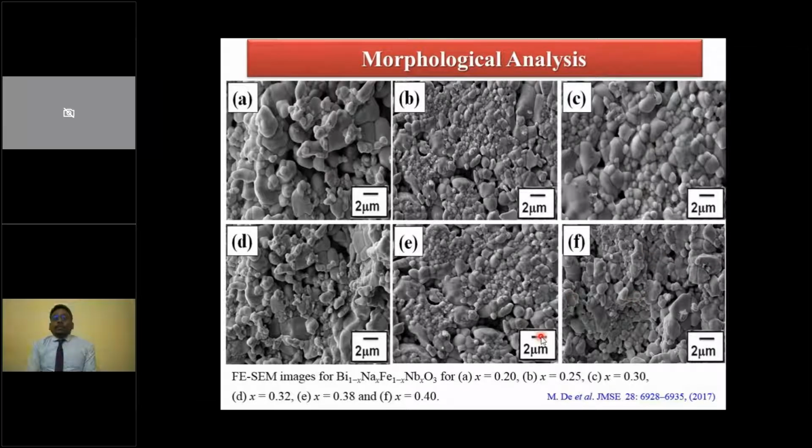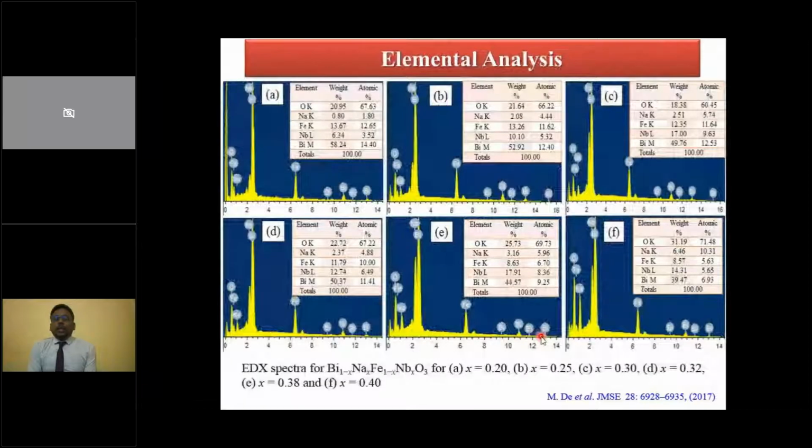Now when we took the EDS spectra for the elemental analysis, no extra peak was found for this type of material. If we calculate the weight percentage, it is well matched with the theoretical percentage as well as the experimental percentage we have collected from it.